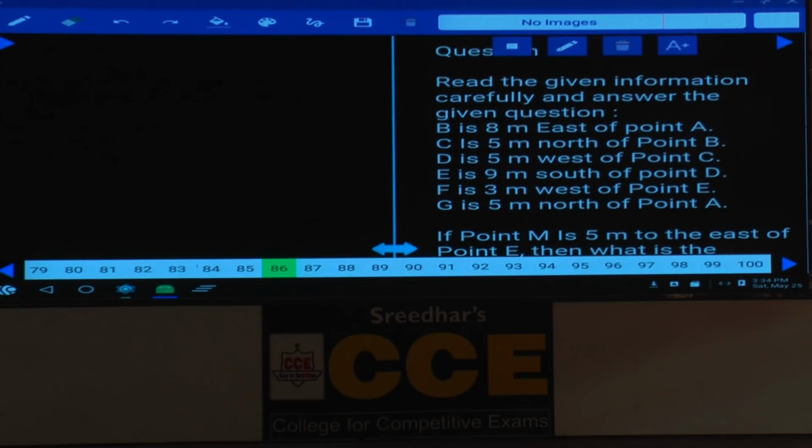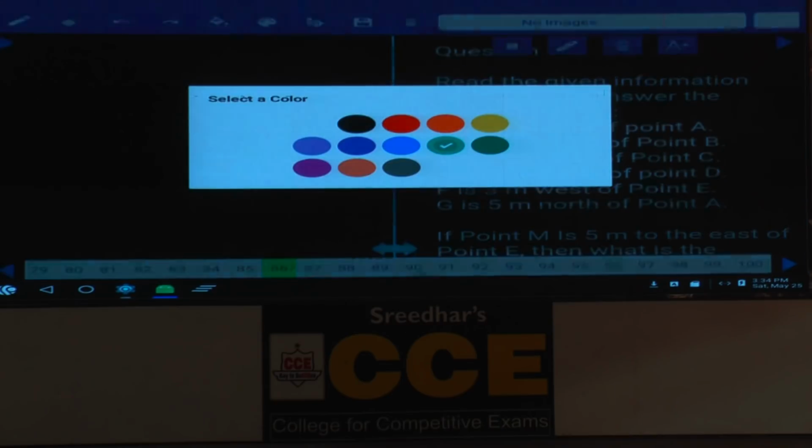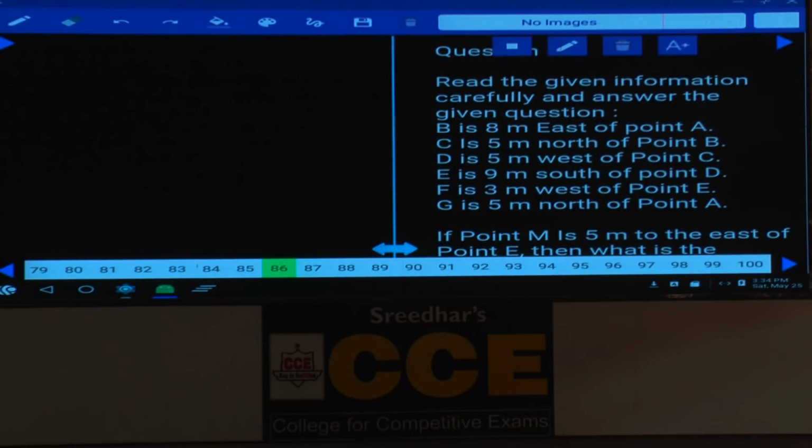Now in these directions, B is 8 meters to the east of A. If A is here, now this B is how many meters here? B is 8 meters to the east of A. Next one, C is 5 meters to the north of B. Now this is C and this is 5 meters to the north of B.